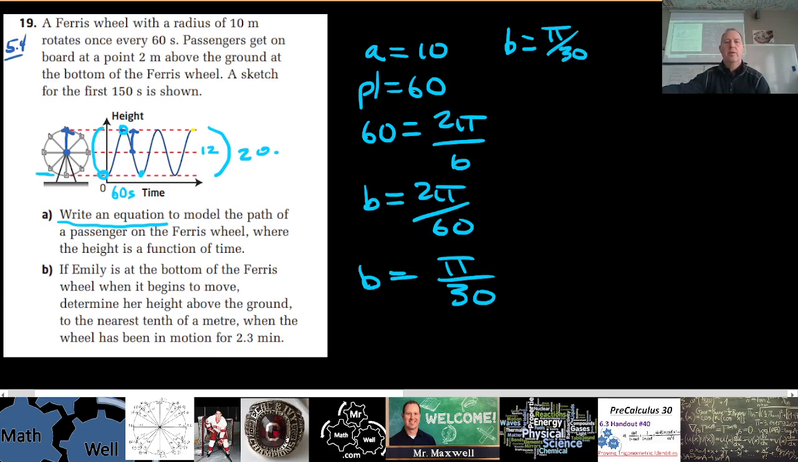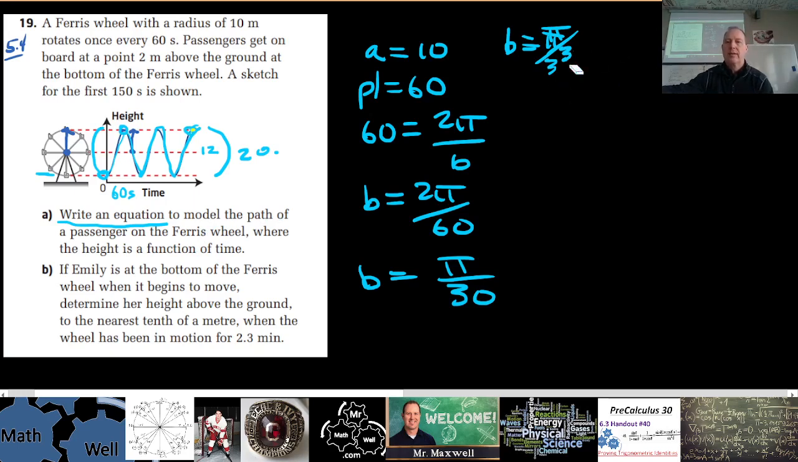And 2 and 22. Okay. A sketch for the first 150 seconds is shown. So 60 seconds, here's 60, here's 120, and then here's 150. Okay. So write an equation to model the path of the passenger on the Ferris wheel.